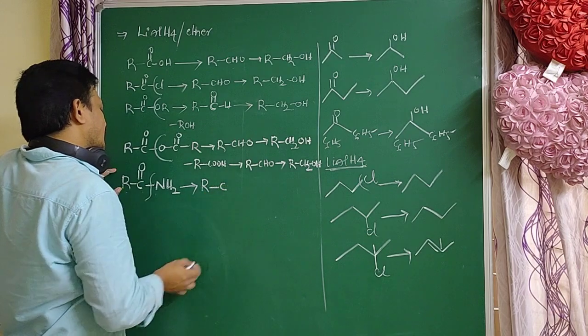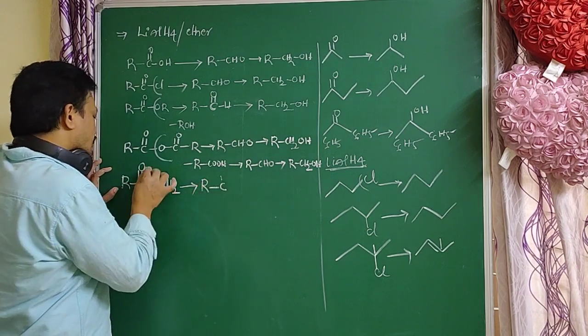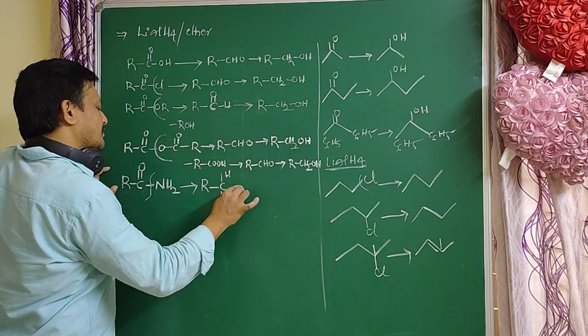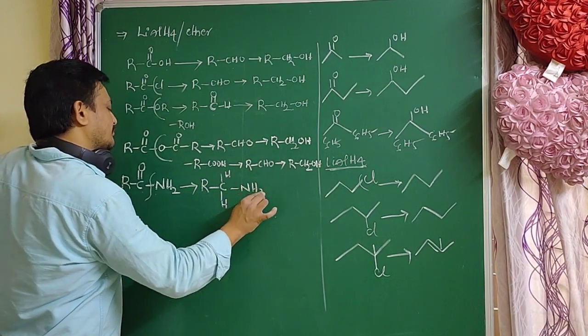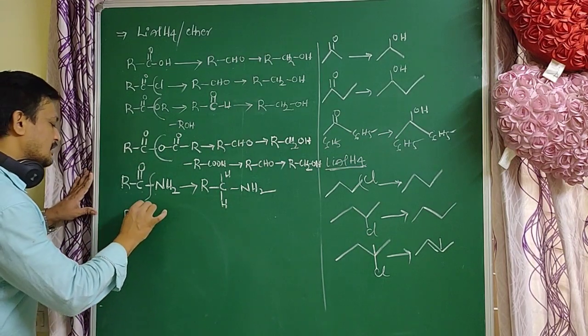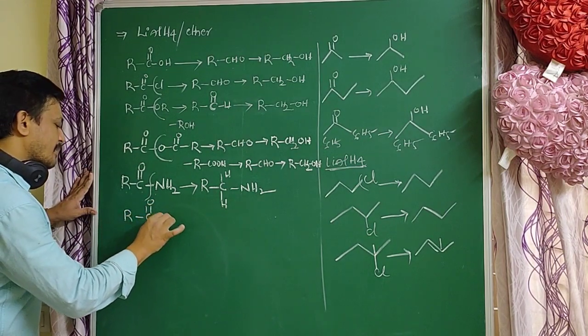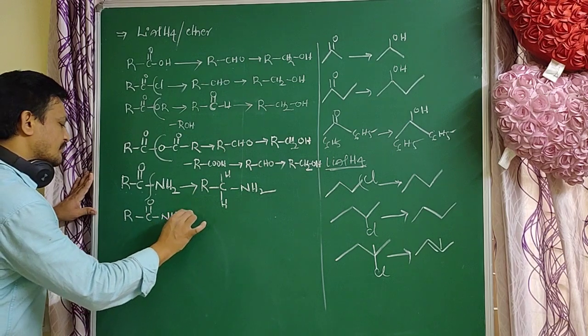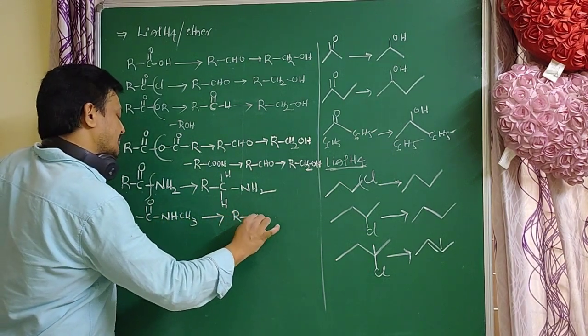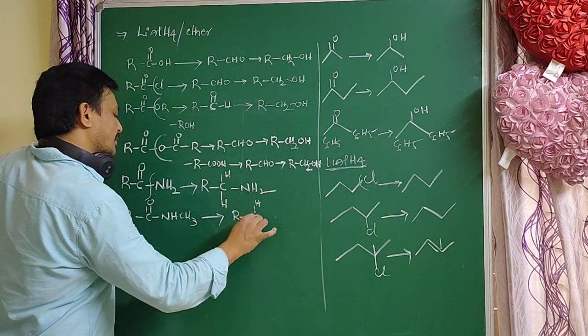So the oxygen is removed and hydrogens are added, so that is converted to a primary amine. Alkyl substituted amides are converted to secondary amines.